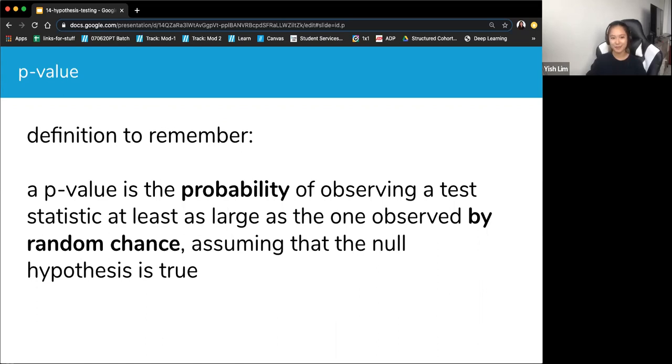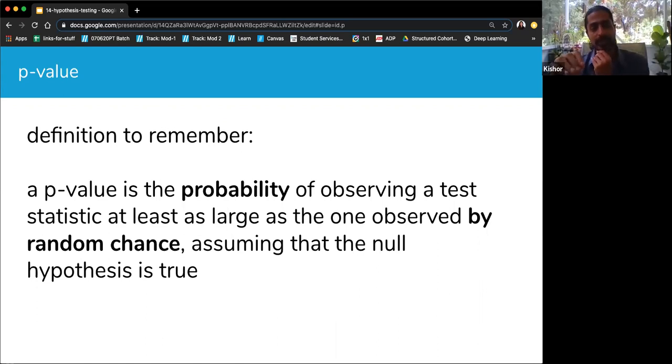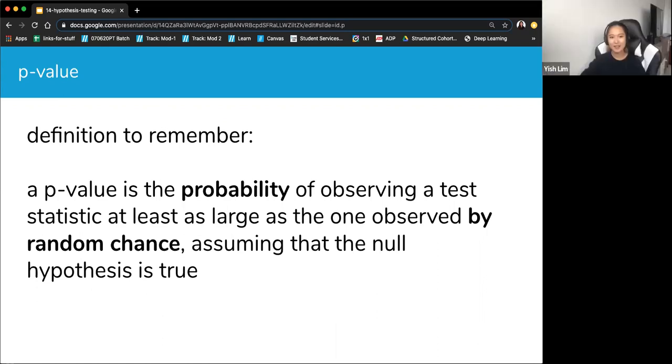Anything before we move on? So when you say random chance, does it pick up automatically, or do we need to specify in the data that, okay, this is the random value that we want?